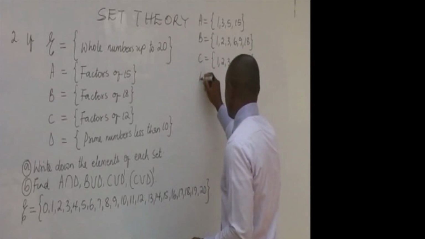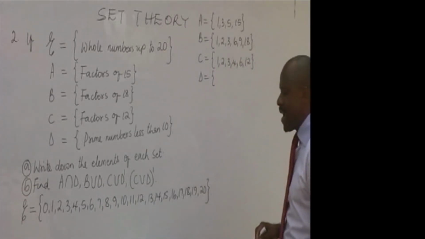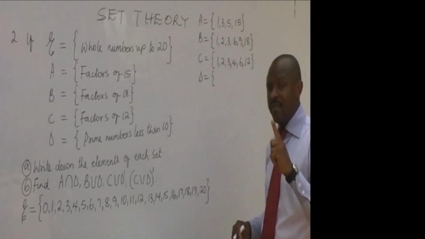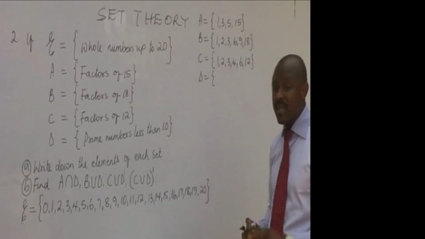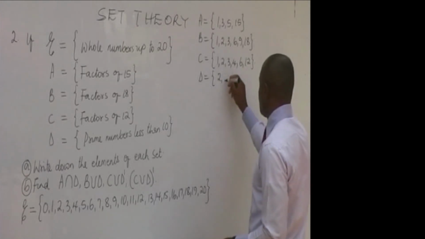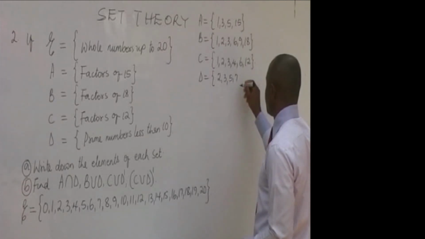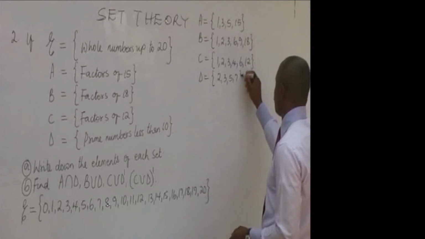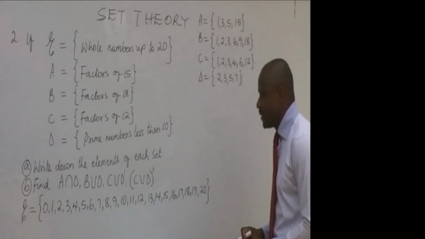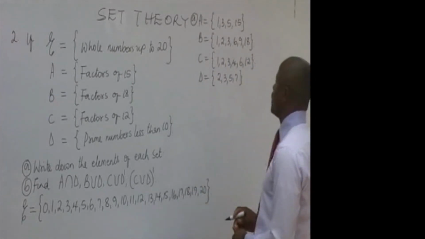Now D. Members of D are prime numbers less than 10. Those numbers that only themselves and 1 can divide without a remainder. Remember, 1 is not a prime number. The first one is 2, 3, 5, and 7. So these are prime numbers that are less than 10. So we have answered question number A.